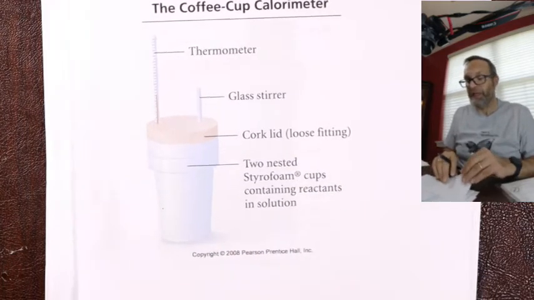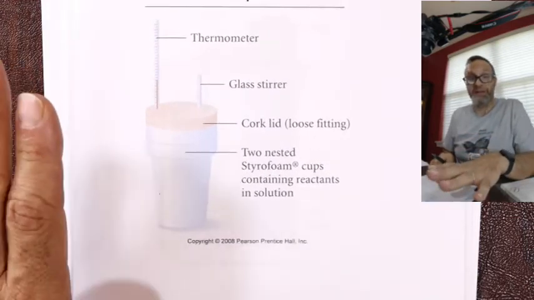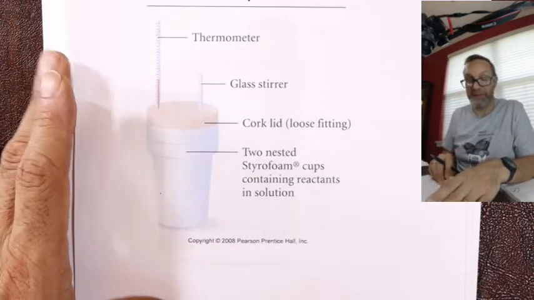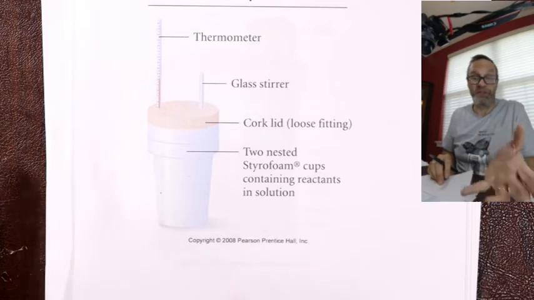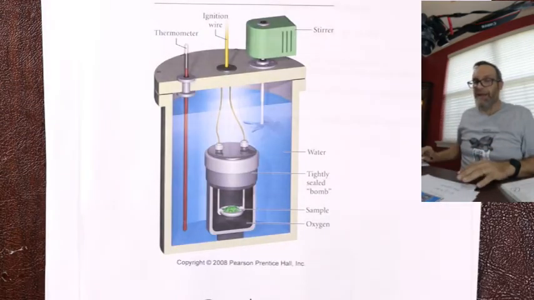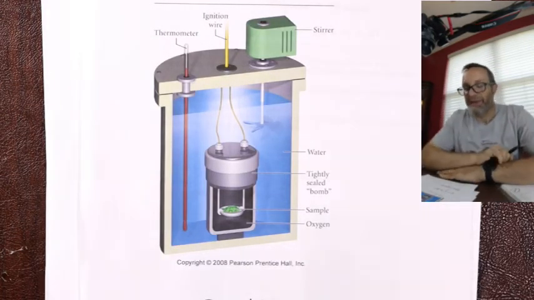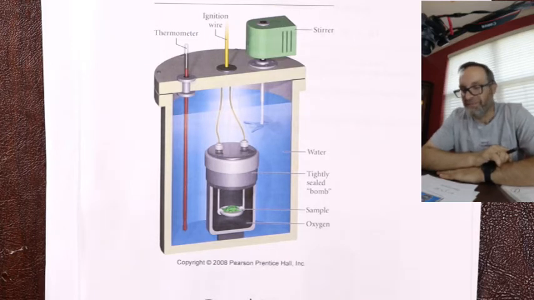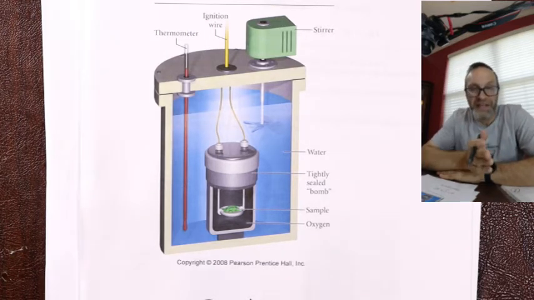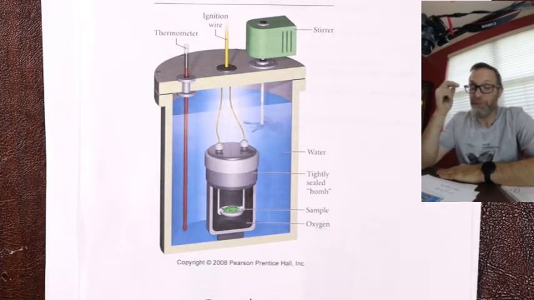Okay, so a coffee cup calorimeter works really well. You'll be using something like that in lab, should we have been in lab, but I guess we're going to do a virtual lab with this. In the real world, if you ever wonder how they know that peanuts contain 75 kilojoules per gram or whatever the number is, they use a bomb calorimeter.